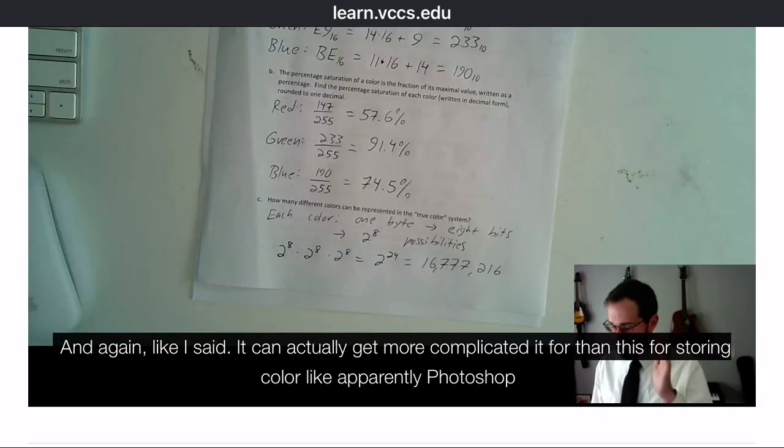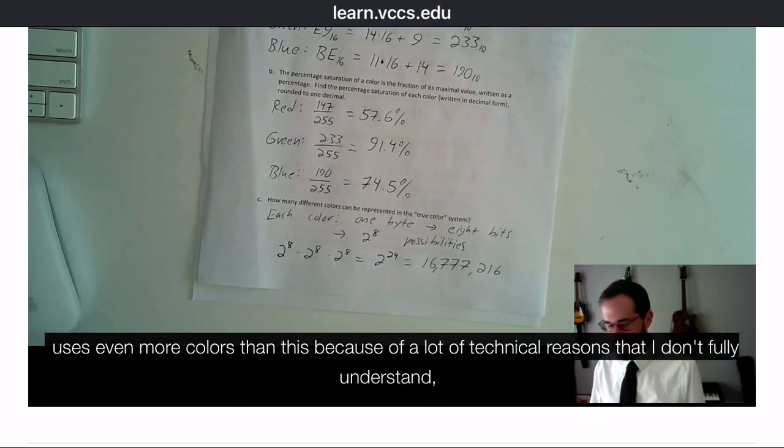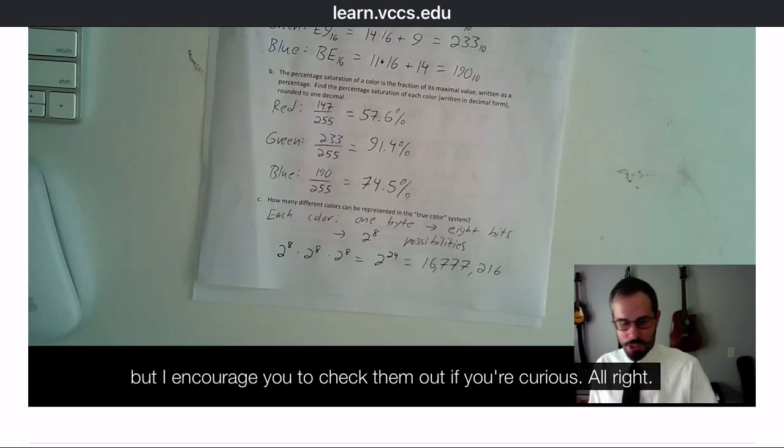Again, like I said, it can actually get more complicated than this for storing color. Apparently Photoshop uses even more colors than this because of a lot of technical reasons that I don't fully understand, but I encourage you to check them out if you're curious.